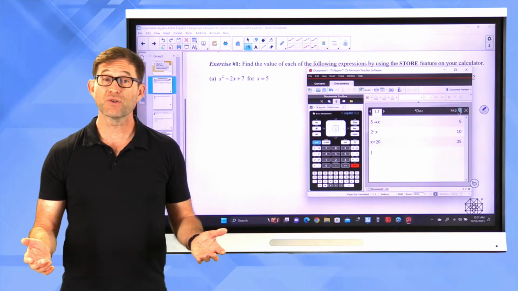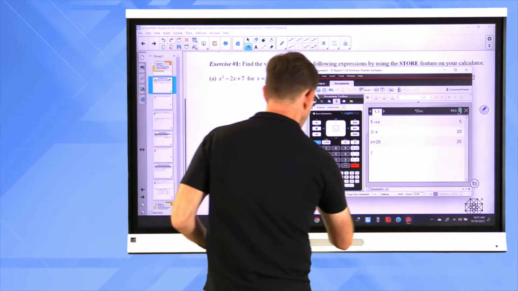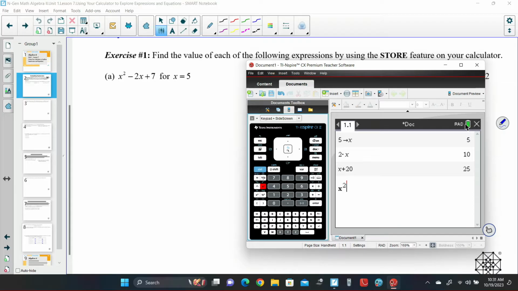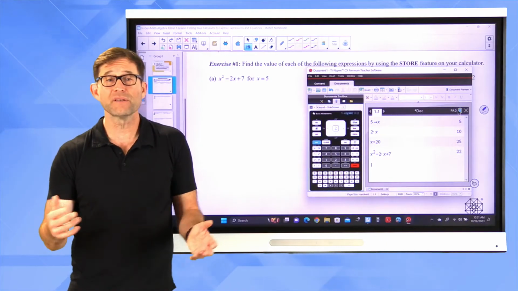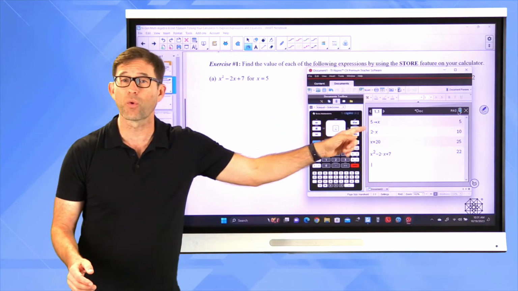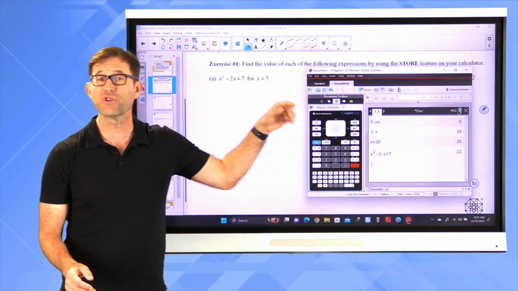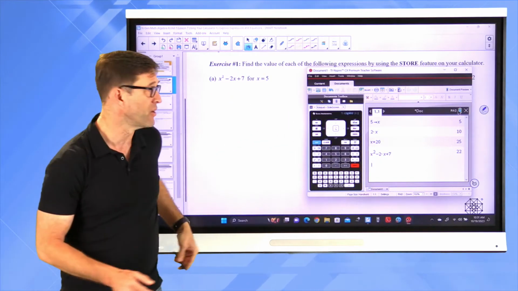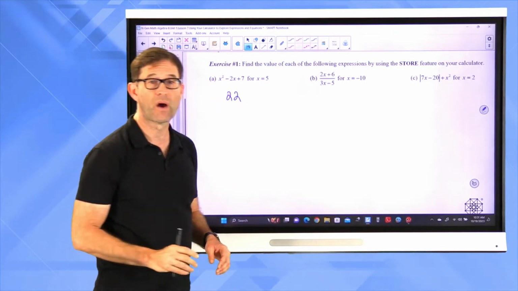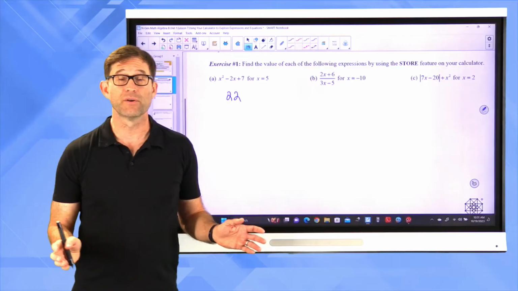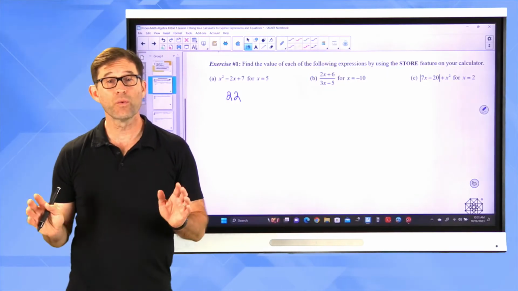Now, of course, what I actually want to know is what the value of x squared minus 2x plus 7 is. And that has a value of 22, right? How nice is that? I just tell the calculator, oh, x is equal to 5, or take 5 and store it in x. I type this expression in, and boom, I know what the value is. And the value is 22. All right, and my calculator mysteriously disappears. All right, so it's really, really just beautiful.